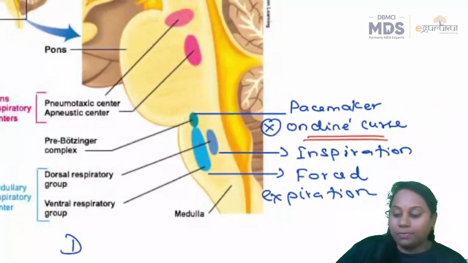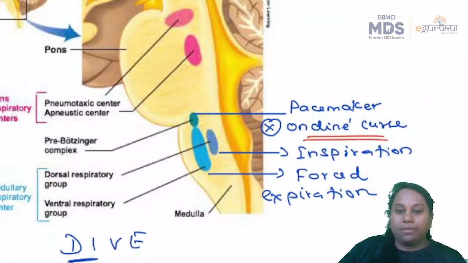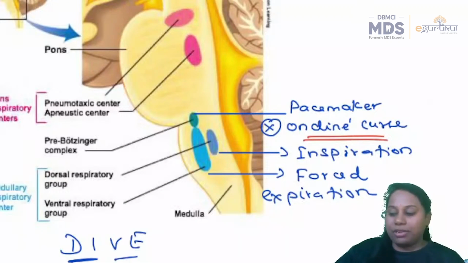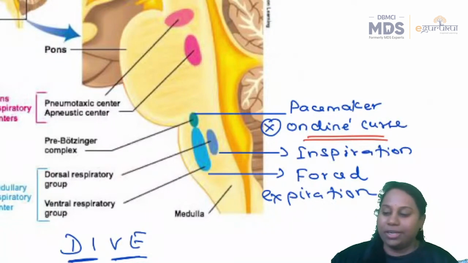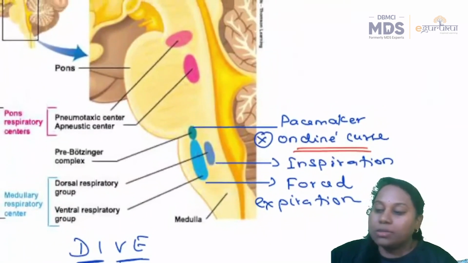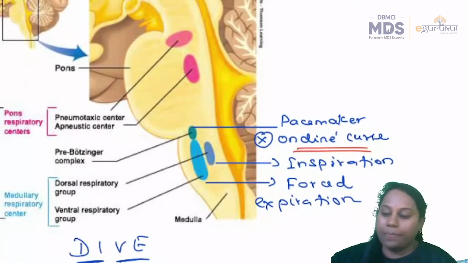What is the mnemonic here? DIVE. DI, dorsal respiratory group, inspiration. VE, ventral respiratory group, forced expiration. Dive. Now what are the pontine centers for breathing?